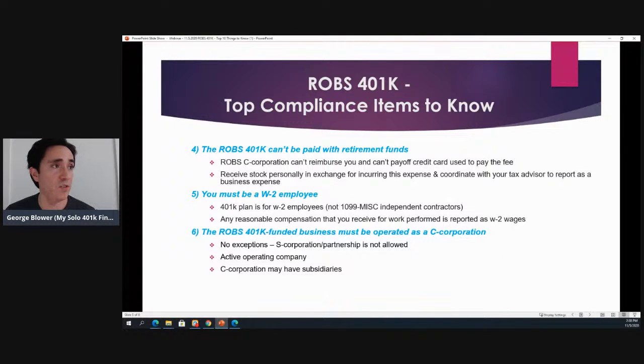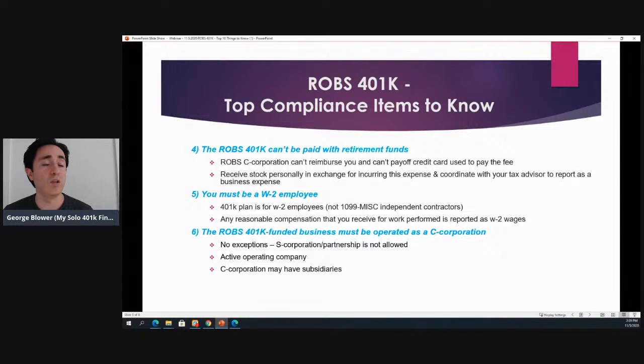So the first point on this slide, number 4: the ROBS 401k fee can't be paid with retirement money. That is a fundamental requirement from the regulators, that you cannot use retirement money to establish the plan. And so you don't want to be reimbursed and have the company or have 401k money used indirectly by reimbursing you. So you don't want to do it directly or indirectly.